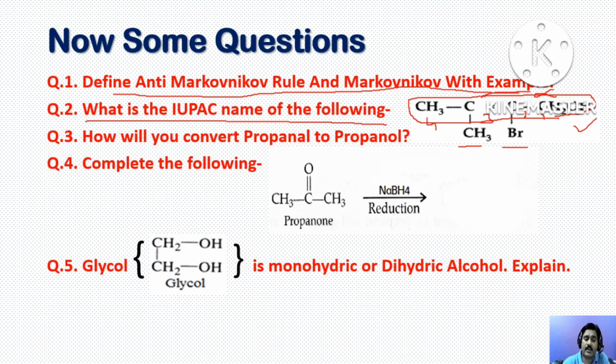Now, question number three. How will you convert propanal into propanol, meaning aldehyde to alcohol? How will you prepare it? Find out the answer. Now, question number four. Complete the following reaction. Here propanal is there and sodium borohydride is there. When sodium borohydride and propanal are there, then what happens? Find out the product and write it here.